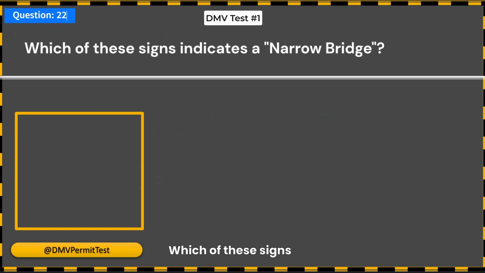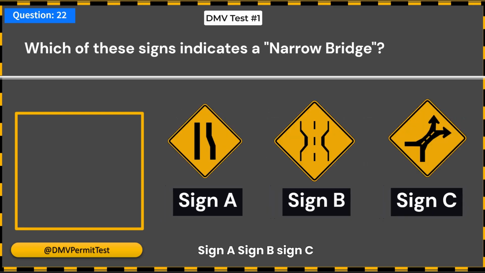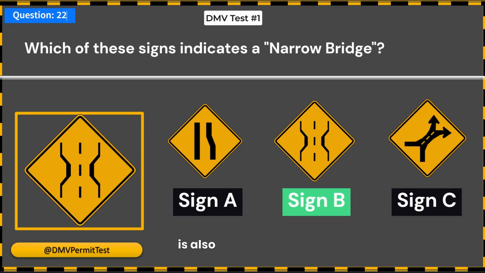Which of these signs indicates a narrow bridge? Sign A. Sign B. Sign C. Answer B. This sign is also known as narrow bridge or underpass ahead. Each lane on the bridge or underpass becomes narrower, and there generally is no shoulder. You need to slow down and make sure you stay in your lane. If a driver approaching from the opposite direction has a wide vehicle or is taking up part of your lane, wait until they clear the area.